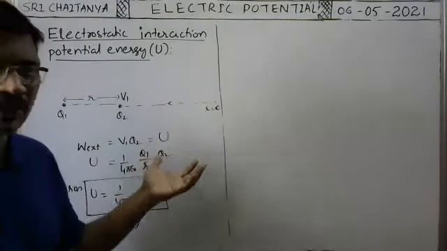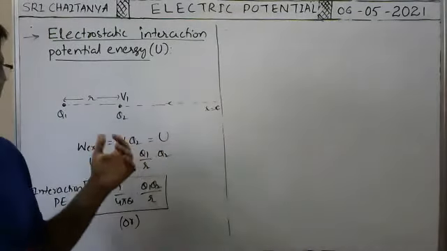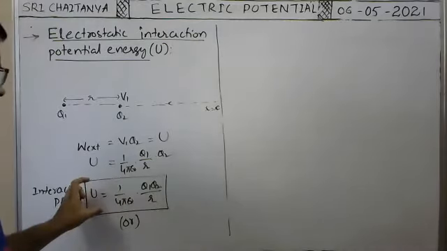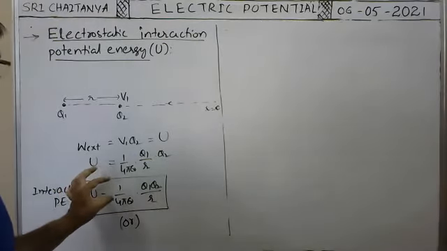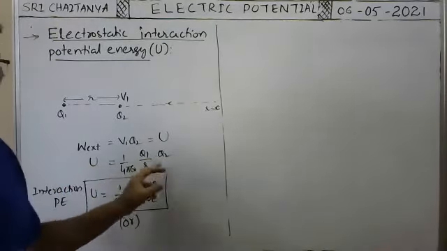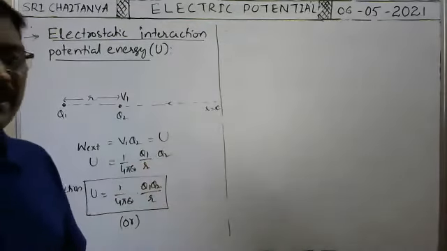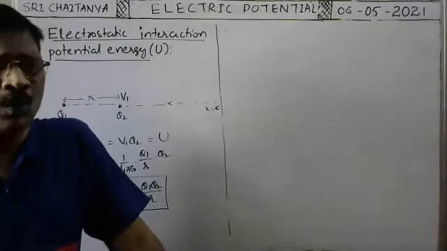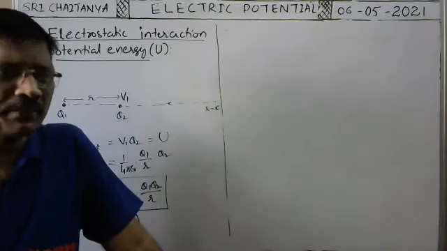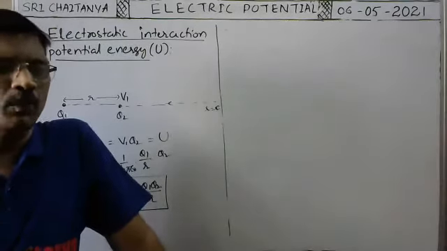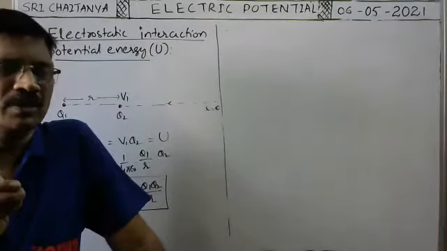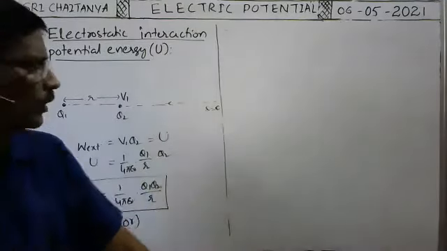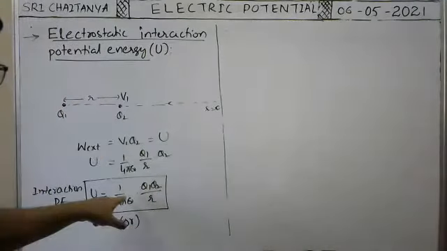In the case of the gravitational field also, we got the same type of formula. Interaction potential energy is equal to minus G M1 M2 by R, because in that case the interaction potential energy is only due to the gravitational force of attraction. If potential energy is gained due to an attractive force, you will always get negative. Here potential energy is gained because of repulsion. That's why it is positive.